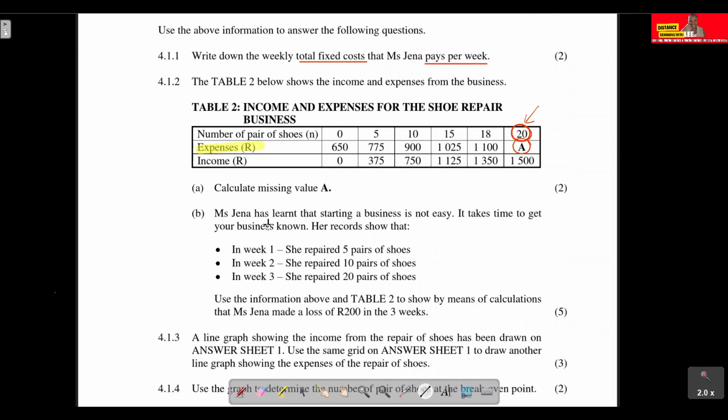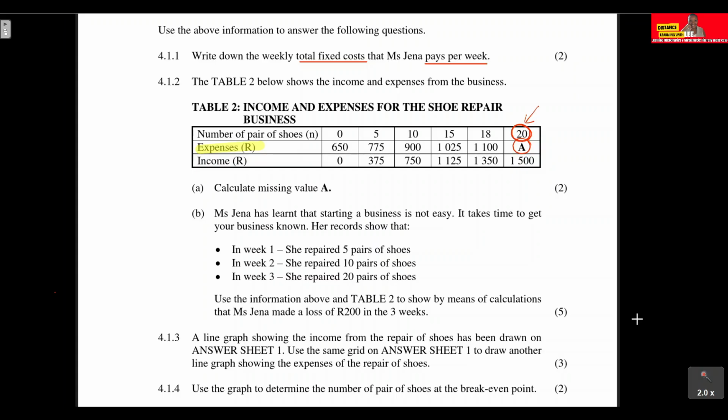Question B. It says Miss Jenna has learned that starting a business is not easy. Okay, it takes time to get your business known. Her records show that in week 1 she repaired 5 pairs of shoes. In week 2 she repaired 10 pairs of shoes. In week 3 she repaired 20 pairs of shoes. Okay, so we see that in this first row, that shows us the number of shoes that Miss Jenna repaired. We need to use the information above as well as table 2 to show by means of calculation that Miss Jenna made a loss of 200 in the 3 weeks.